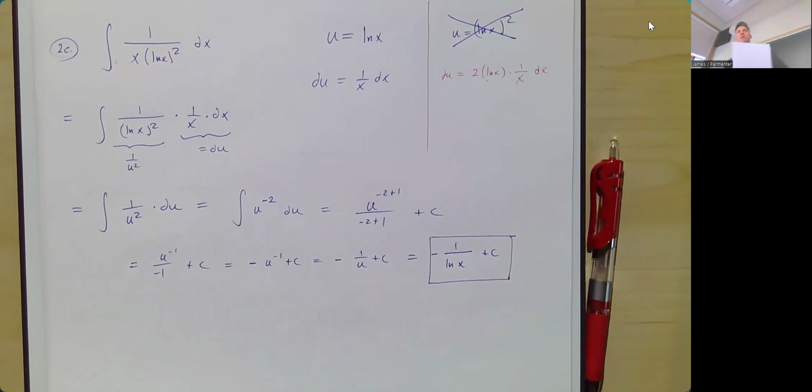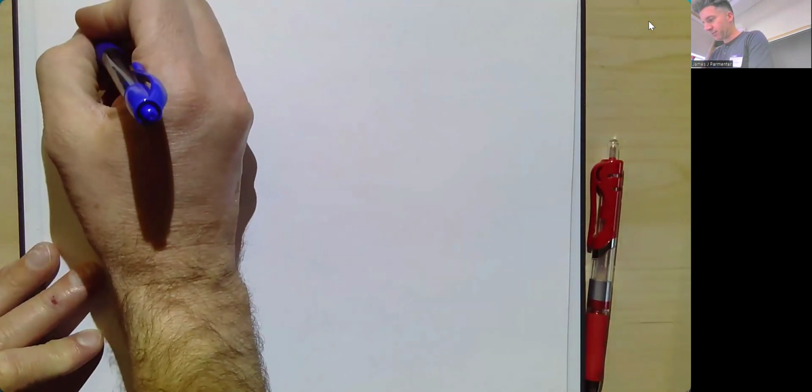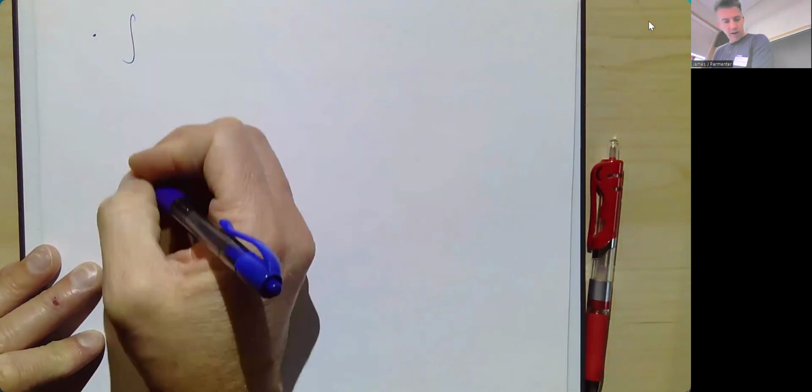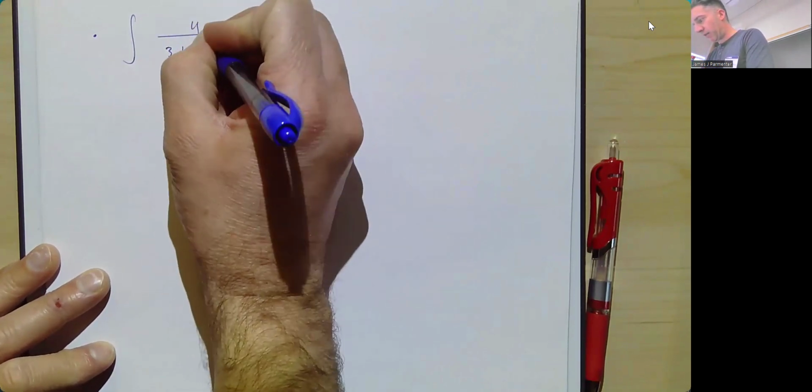Let's see, what do I think looks worthwhile here? Ooh, yeah, we should do that one. Let's look at 2B. I'll give you 2 different versions of this problem. Let's look at something like this. The integral of, sure, 4 over 3 plus e to the negative 2x.